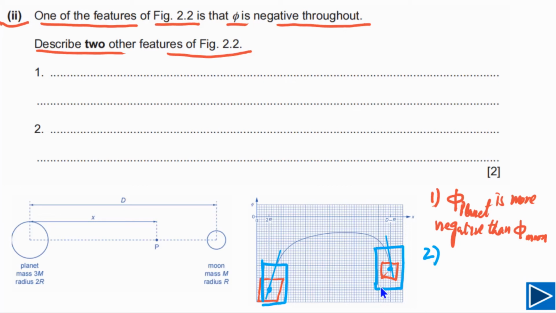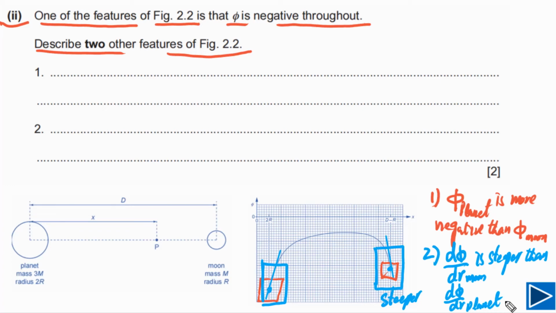Now if we compare the gradients of these 2 lines, we can simply see that this one is steeper. So we can say the potential gradient, d phi by dr, at the surface of the moon is steeper than the potential gradient at the surface of the planet. So this can be our second point. For this question, we have to mention only 2 features.